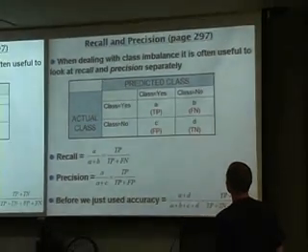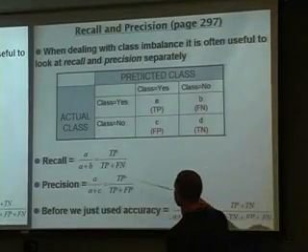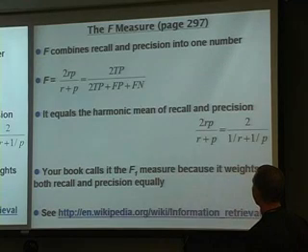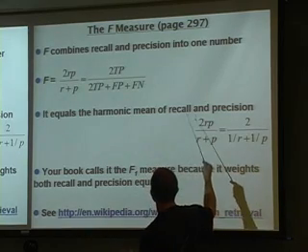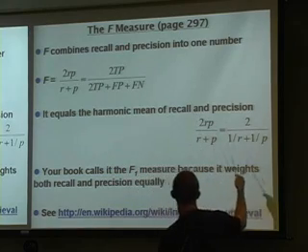Before, we just looked at accuracy. Now, some people do like to compute recall and precision, but then combine them into a single number, and that single number is called F. Your book calls it F1 because there's a weighting parameter, and 1 is the case where you set them both equal. F is simply the harmonic mean of recall and precision: 2 divided by 1 over recall plus 1 over precision.